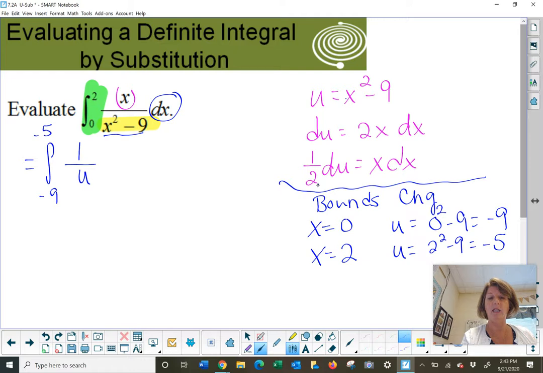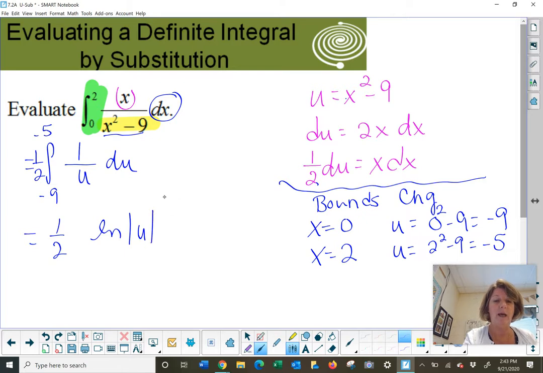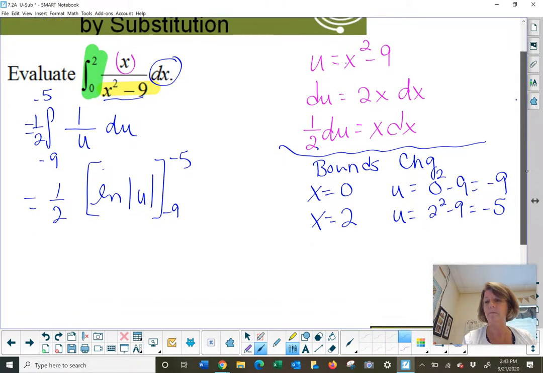Dx gets changed out with a 1/2 du. Squeeze in that 1/2 out front. Do you recognize this? What is the integral of 1 over u? It is natural log, isn't it? So I have natural log, absolute value of u, evaluated from negative 9 up to negative 5. I'm going to leave my 1/2 way out front.